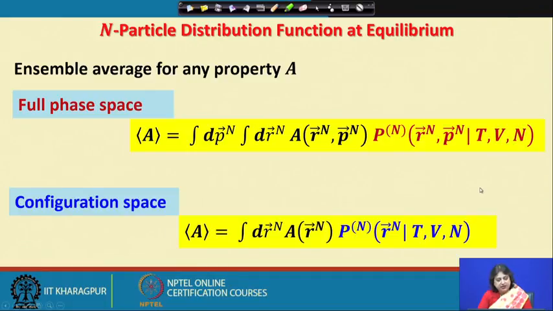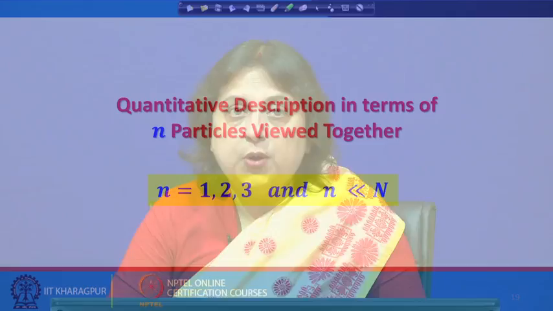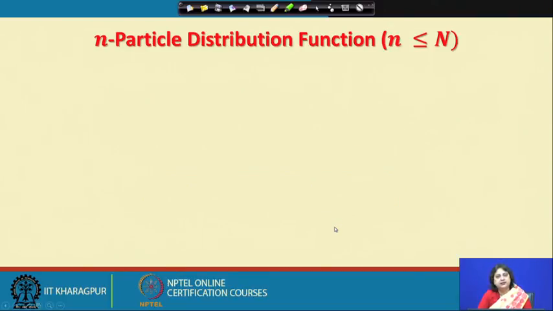But in the configuration space, what I will be using is the configuration space probability density. Now, using this idea, we are going to talk about a small n number of particles viewed together to obtain a quantitative description of the liquid structure. Now, what is small n? Small n is going to be a number like 1, 2 or 3, which means that for a real sample, this small n is much less than the total number of particles present.